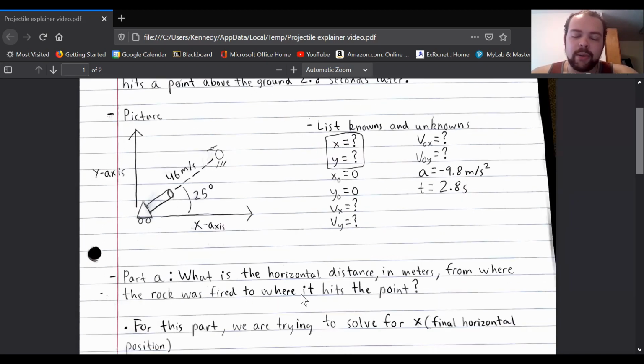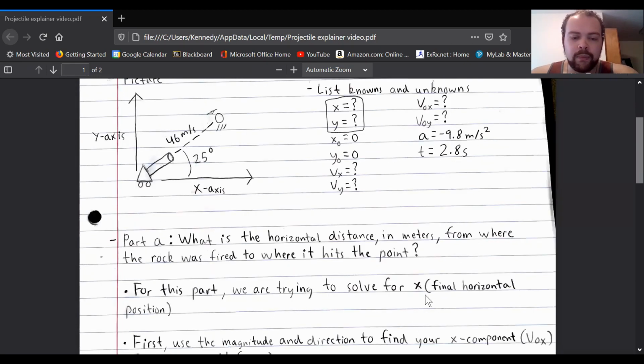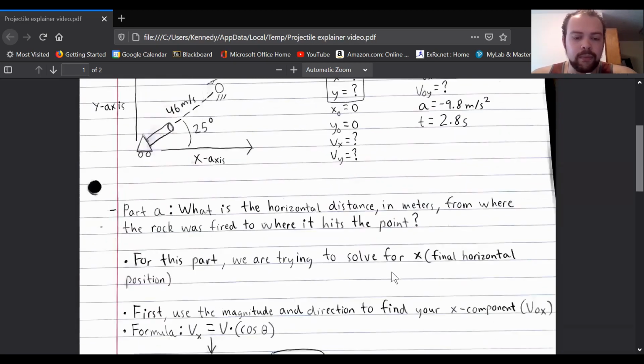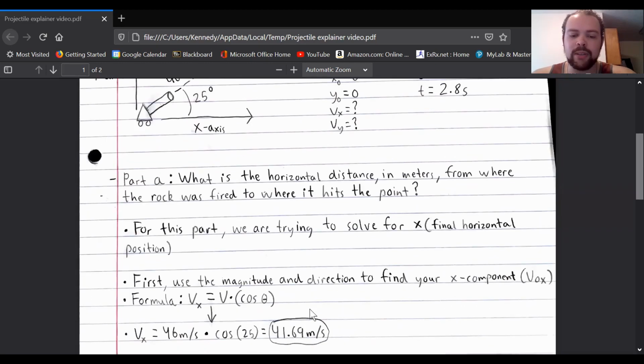And we do know time, 2.8 seconds, because it was told to us in the problem. So part A asks, what is the horizontal distance in meters from where the rock was fired to where it hits the point? So for this problem, as I said, we're going to be solving for X, which is our final horizontal position. So first, we need to use the magnitude and direction to find our X component, V naught X, because that'll allow us to use the formulas to solve for the final position.